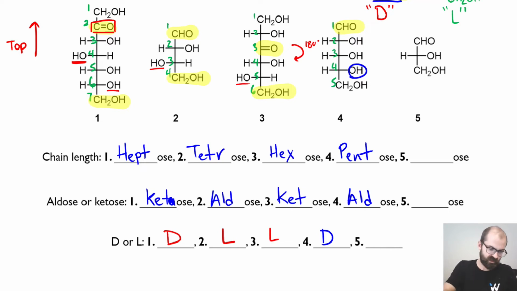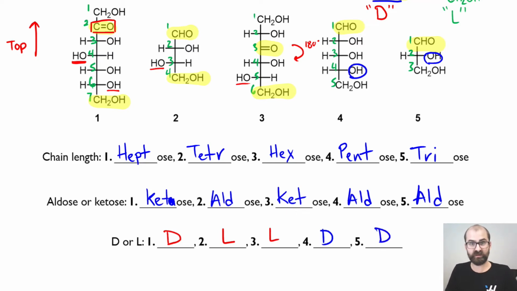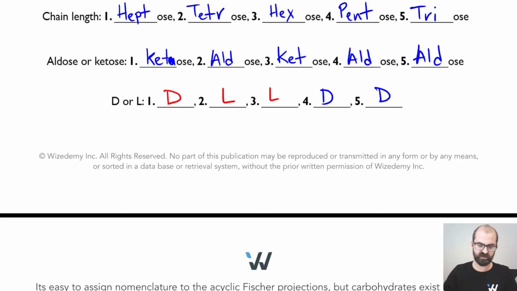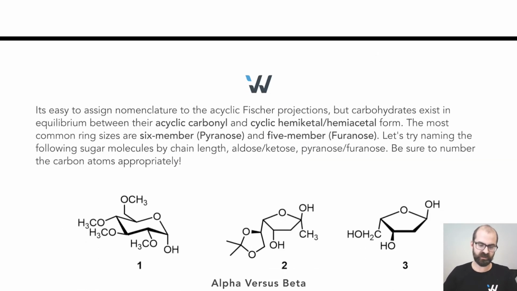Last one, aldehyde, again on the top. We'll number our carbons in green to be consistent. 1, 2, 3. That's a triose. It's an aldose, and it's a D as well. Again, D because it's on the right. Okay, so those are those 3 main classifications.